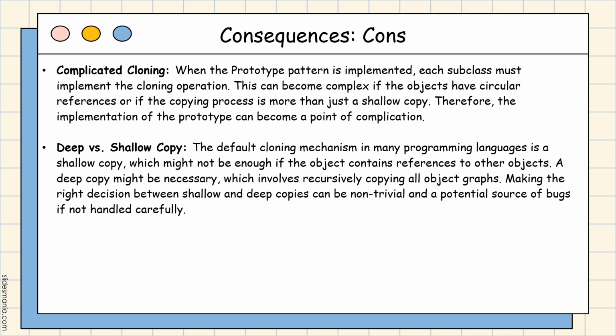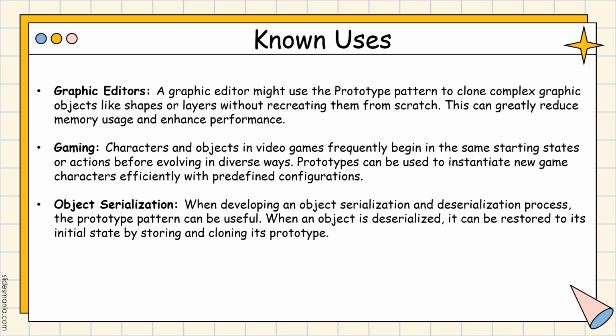The next one is deep versus shallow copy. The default cloning mechanism in many programming languages is a shallow copy, which might not be enough if the object contains references to other objects. A deep copy might be necessary, which involves recursively copying all object graphs. Making the right decision between shallow and deep copies can be non-trivial and a potential source of bugs if not handled carefully. There are several known uses for the prototype design pattern.